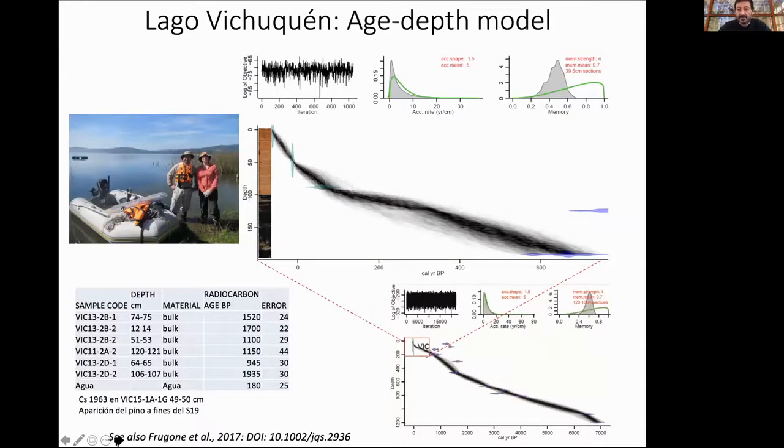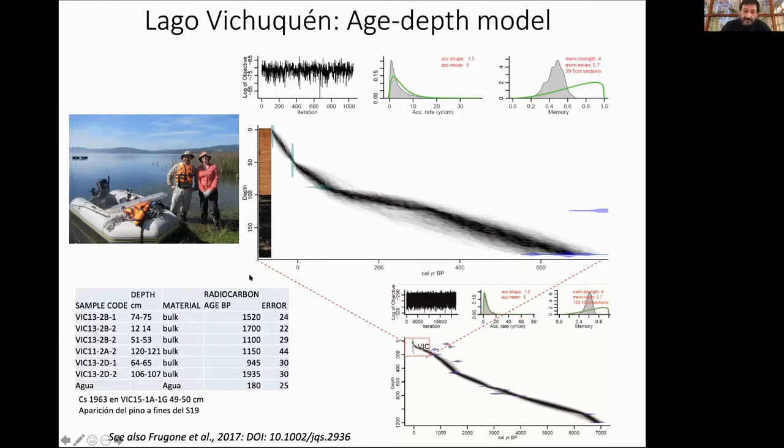And so this is the other record that I was going to talk about. This is Vichuquen. Part of the record we already published; you can see that citation down there. And this record spans about 8,000 years. It's a really nice high resolution record that we've been looking at from central Chile, to understand what human impacts are on the watershed as well, especially in the late Holocene.